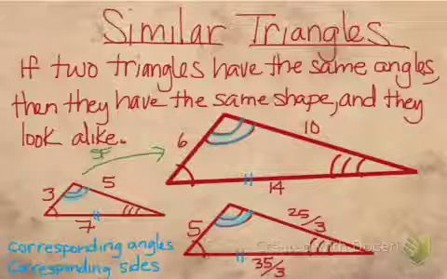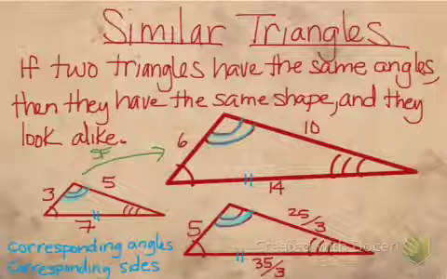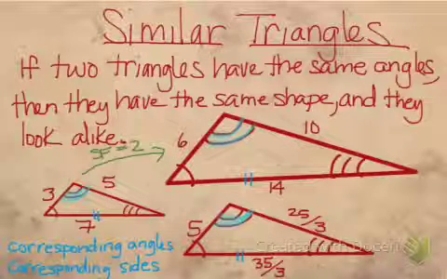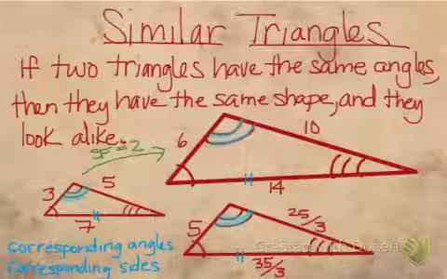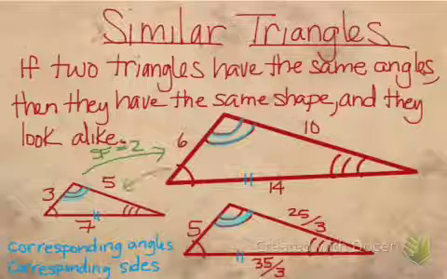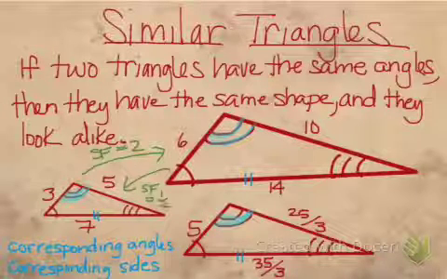We also have what's called a scale factor. When going from the small to the large, from 3 to 6, our scale factor is 2. 5 to 10, and 7 to 14. We multiply by 2 to get the larger number. If we're going the other way, we're dividing by 2, so our scale factor would be 1/2.